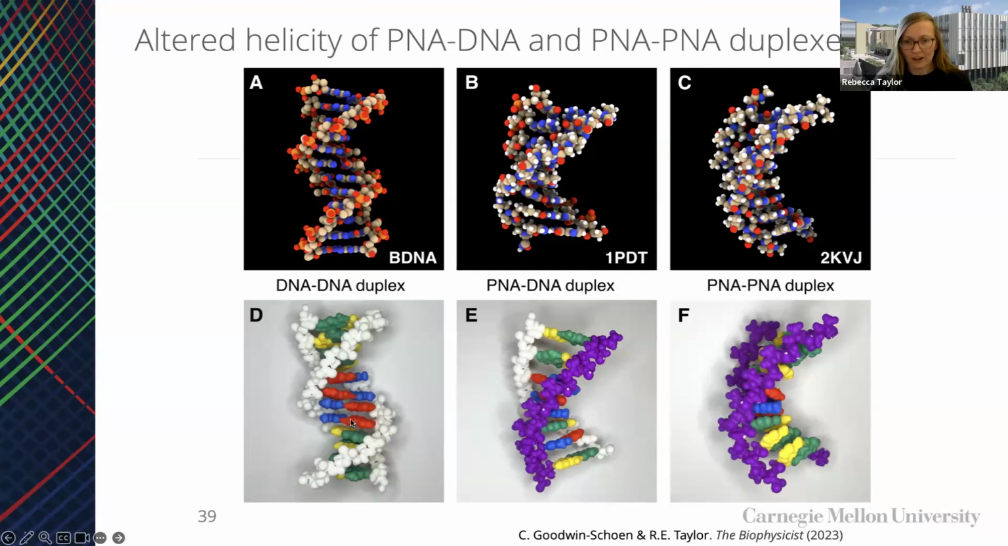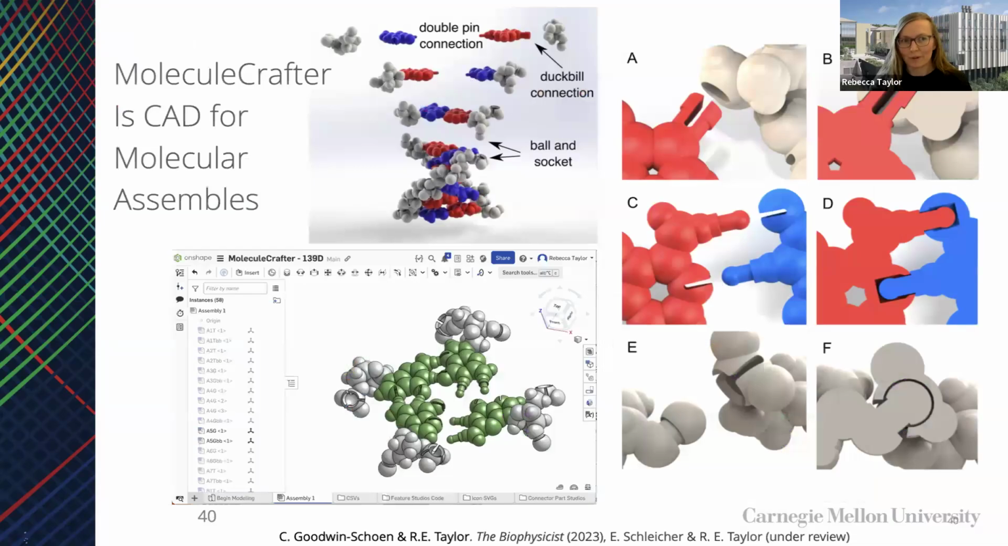And so here's a DNA duplex, PNA DNA duplex, and PNA PNA duplex, where you can basically see the compatibility between the white DNA and the purple PNA. But it has an altered helicity in addition to an altered helical geometry, which may make things complex. And so one of the things that we've been relying on is we make models of the PNA systems to verify that the structural motifs that we're engineering can work.